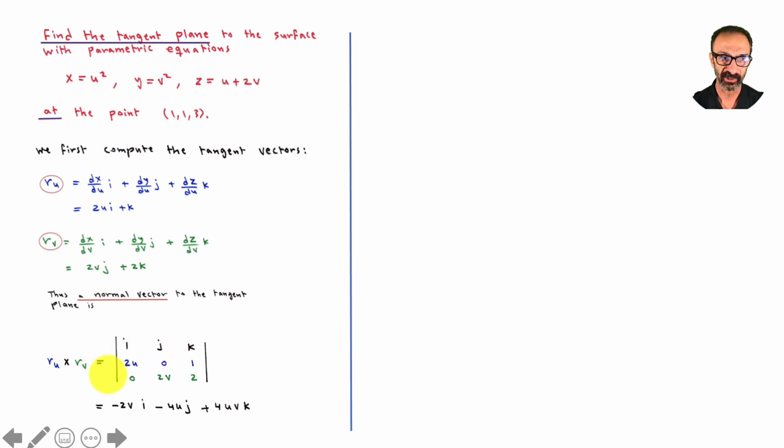I'm using colors to let you stay focused. This goes on the first line right here. This is kind of like the title line. And this goes on the second line: 2v for j, 2 for the k, and 0 for the i. Doing the cross product, you get the following.